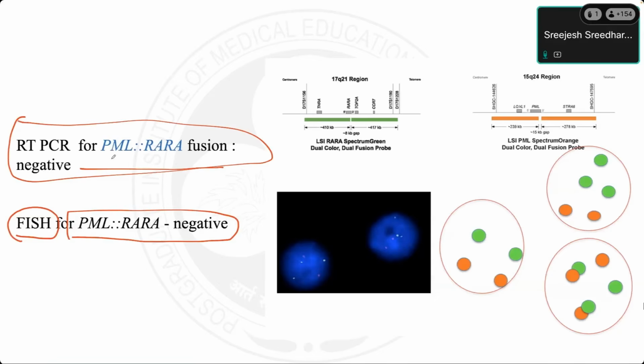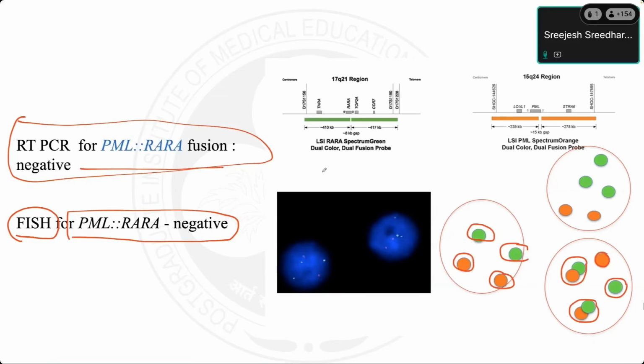So in this case, we did FISH. Normally we get 2 orange signals from the PML gene and 2 green signals from the 2 RARA genes. When there is no fusion, these orange and green signals lie separately. When there is a translocation, we get 1 or 2 fusions, and 1 orange from the normal PML and 1 green from the normal RARA.